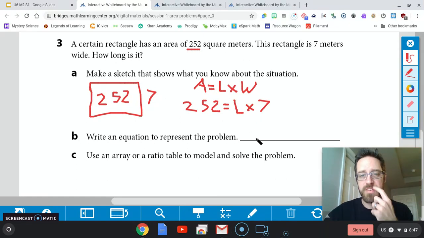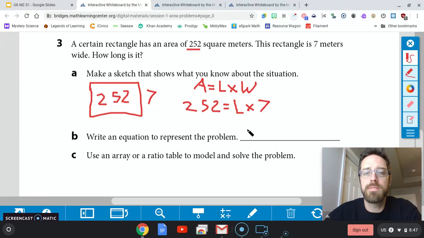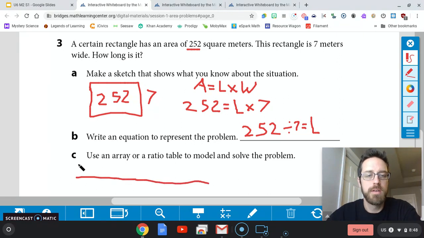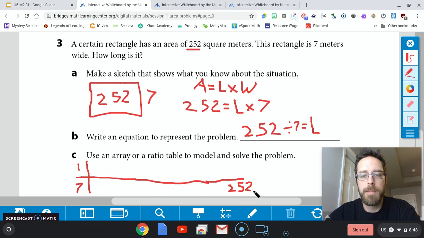You could leave it like that for the equation, or if we know the total area, you could then write it as a division problem. 252 divided by 7 is going to give us our length. Then it says use an array or ratio table to model and solve the division problem. So I'm going to use a ratio table. If I know one group is 7, I'm trying to figure out how many total groups of 7 it's going to take to get 252, okay?